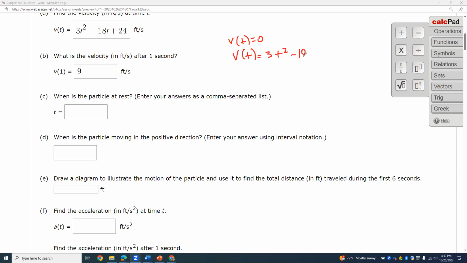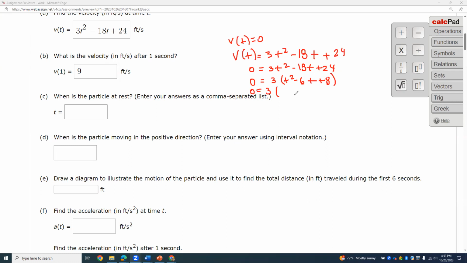Hopefully that makes sense. Remember, this was our velocity equation from part A. We can set this equal to 0, and then we solve for t. We haven't really solved many equations like this in a while. This is a quadratic, right? So we can take out a greatest common factor of 3, and then we can check to see if it's factorable, which I think it is. For this equation, we have t squared minus 6t plus 8.